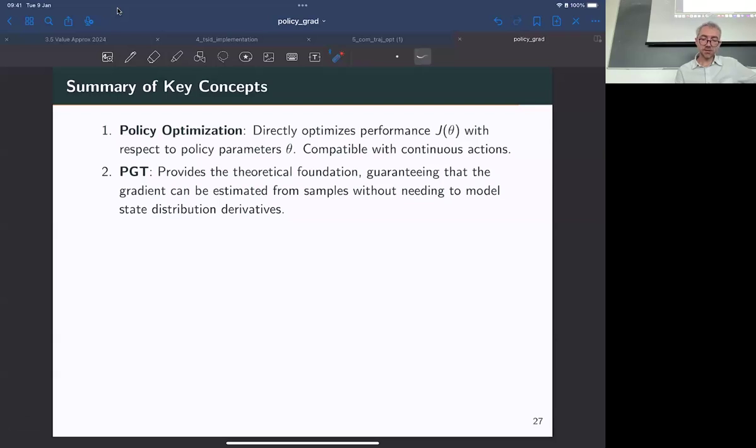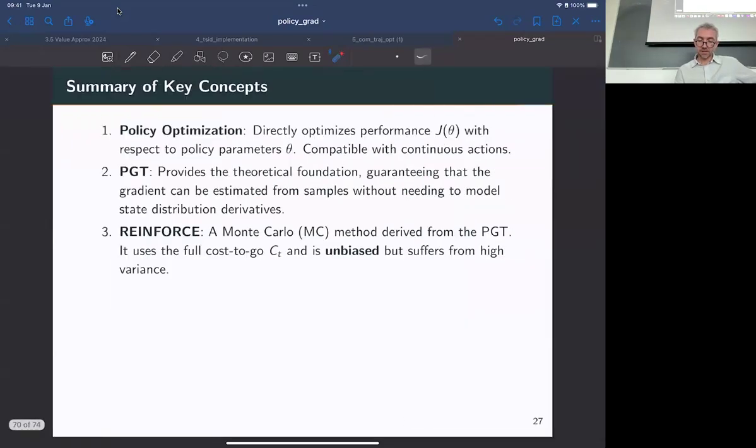We have seen how these methods are based on this theoretical result called the policy gradient theorem, which provides a theoretical foundation guaranteeing that a gradient can be estimated from samples without knowing the model, which was not obvious at first sight. Once we have the policy gradient theorem in hand, it's pretty obvious to derive the REINFORCE algorithm, which exploits this theorem to estimate the gradient and updates the policy parameters following the negative gradient direction.